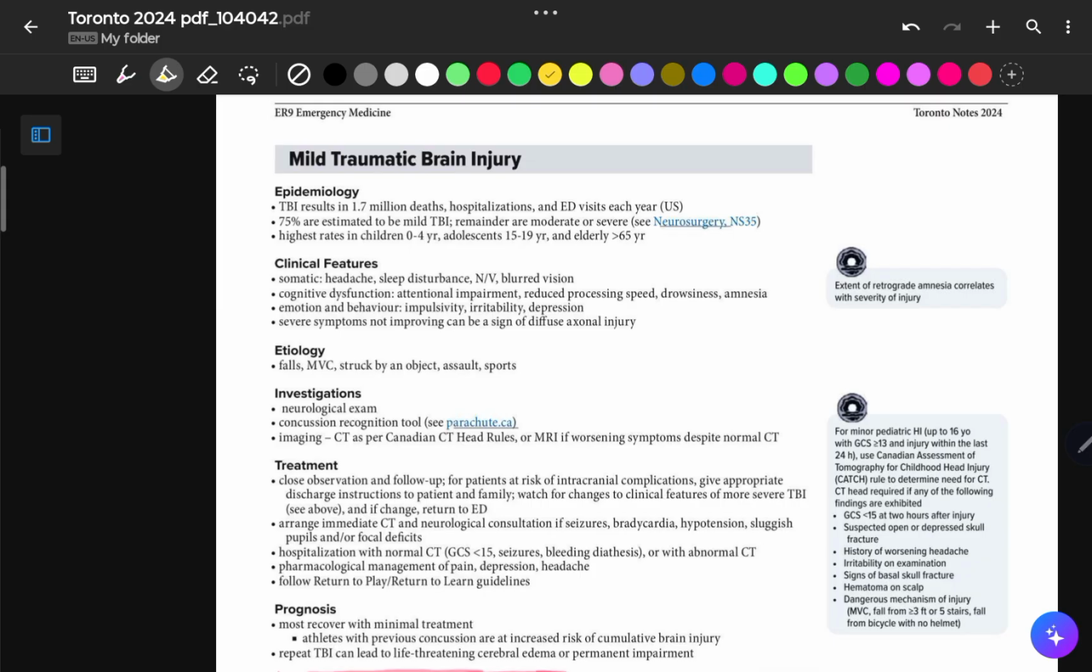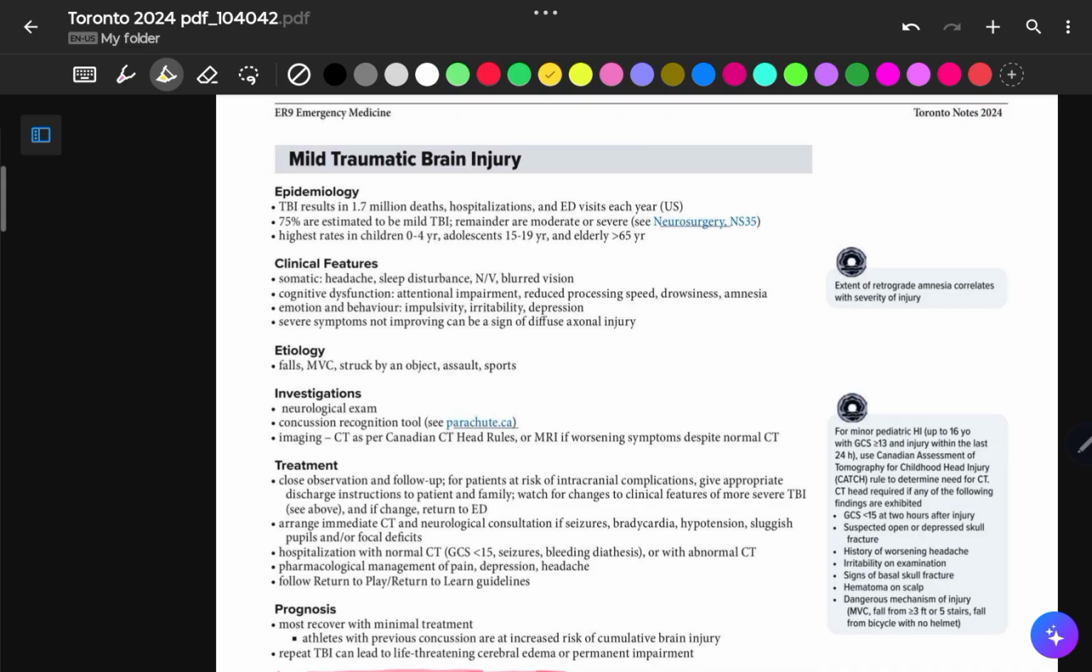So let's continue with mild traumatic brain injury. Okay, so TBI results in 1.7 million deaths, hospitalizations, and ED visits each year. The highest rate is among children between 0 to 4 years old, adolescents between 15 to 19, and elderly patients.